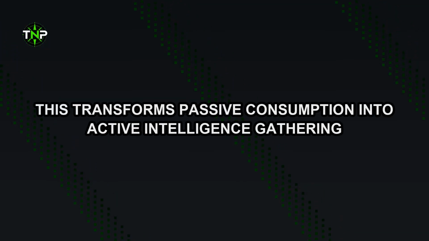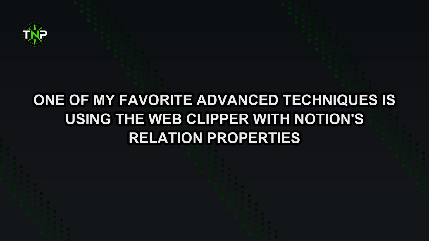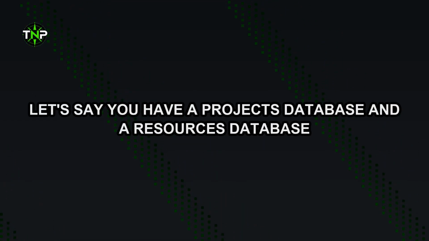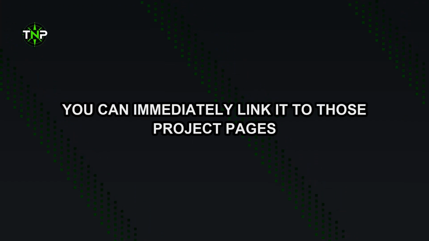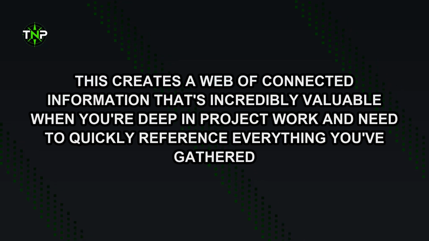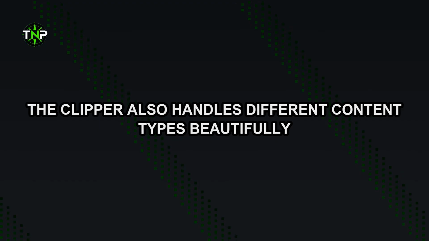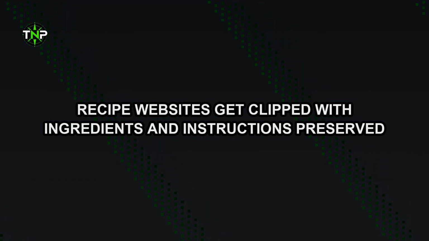The clipper also handles different content types beautifully. Recipe websites get clipped with ingredients and instructions preserved. Product pages maintain their specifications and pricing information. Even social media posts can be clipped with their context intact, which is fantastic for social media managers building content inspiration libraries.